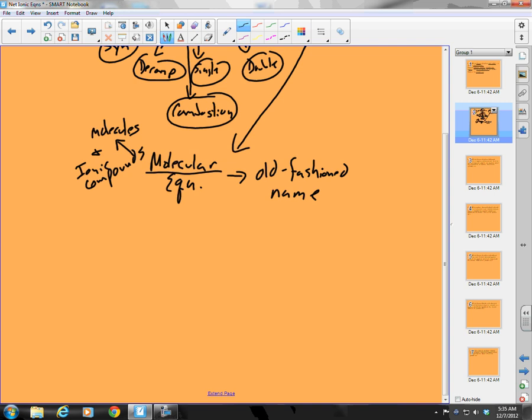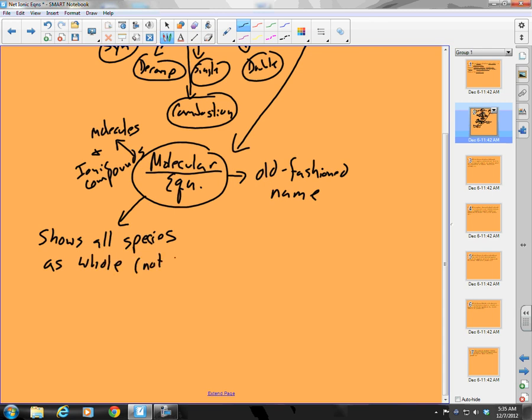Now, what is a molecular equation? A molecular equation shows or illustrates all species, that means compounds and elements, as whole. As whole, that means not separated. You'll understand what I mean by this when we get to the next. So it shows all species as whole, not separated.